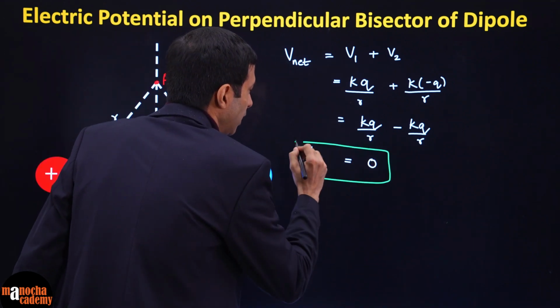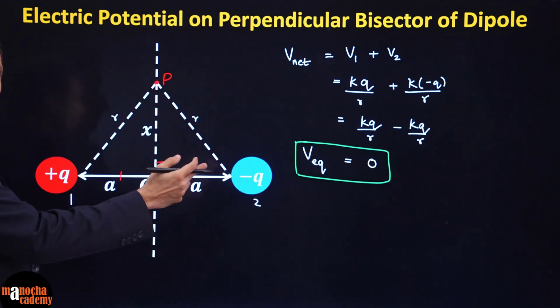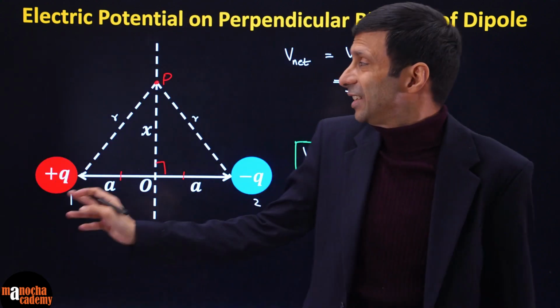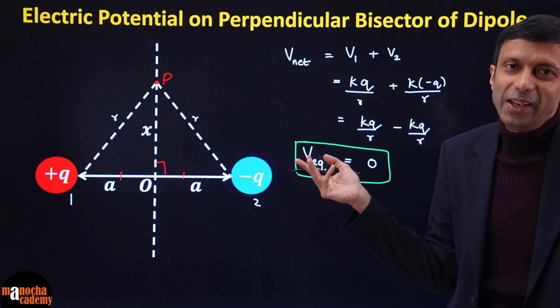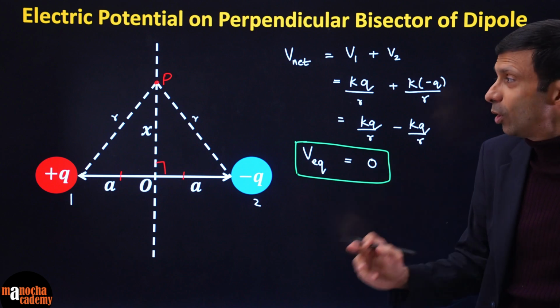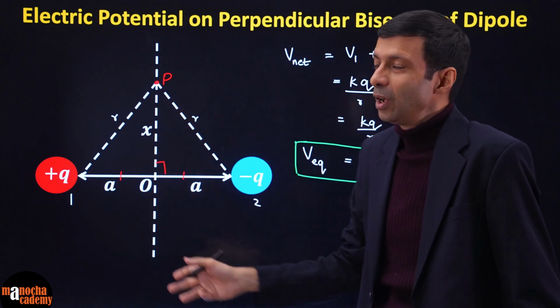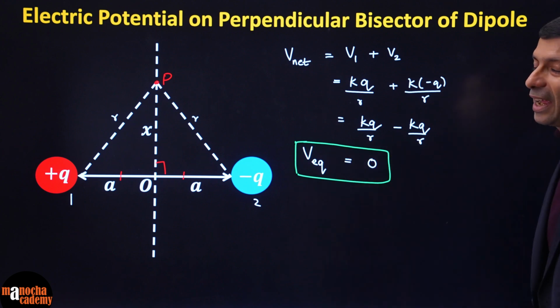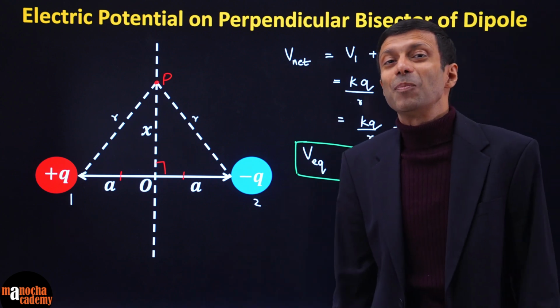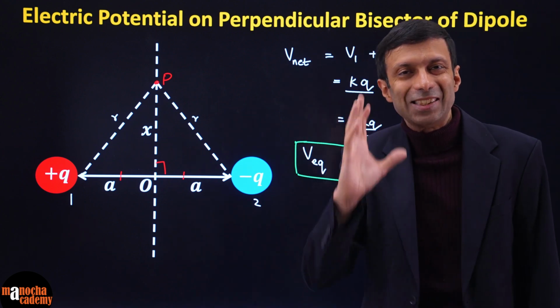Why? Again, think practically, why? Because both are equal and opposite charges, right? And the distances are the same. So we don't have to do any calculations here. There you can see it is 0. By the way, this distance R is the square root of x square plus a square, if you want to find that out. But we know the distances are the same, so it's going to cancel. And there you go. The electric potential is simply 0.